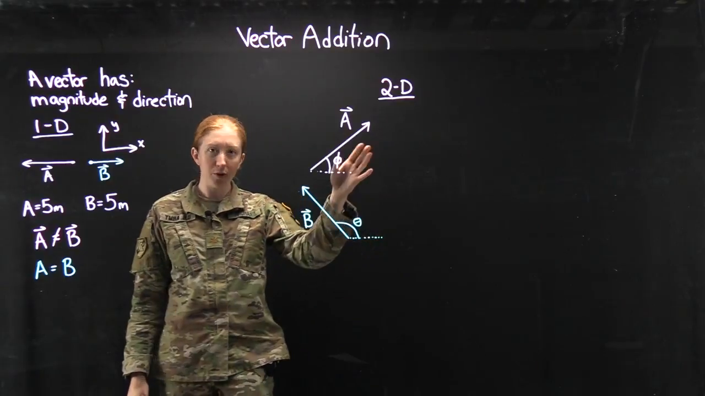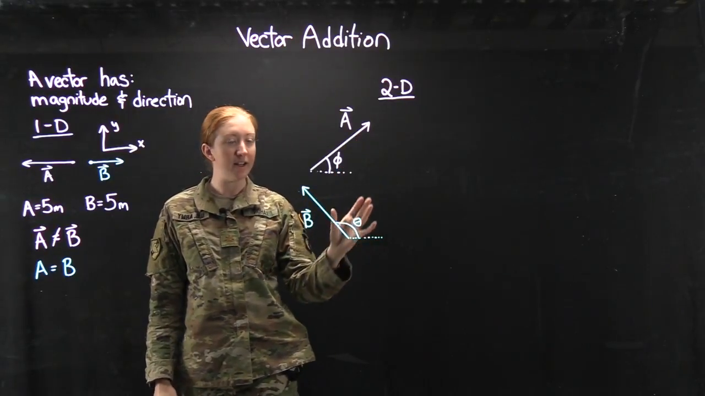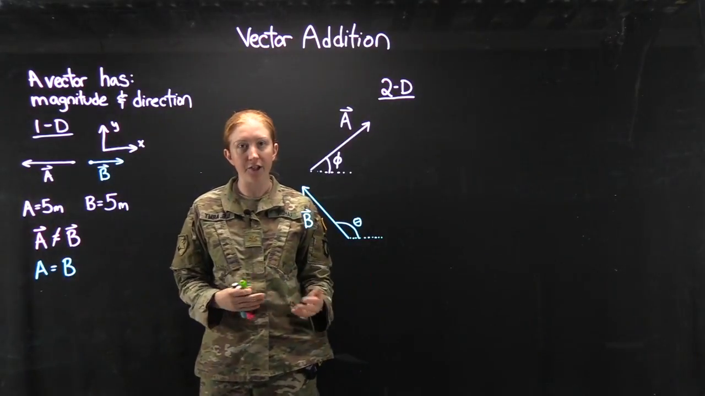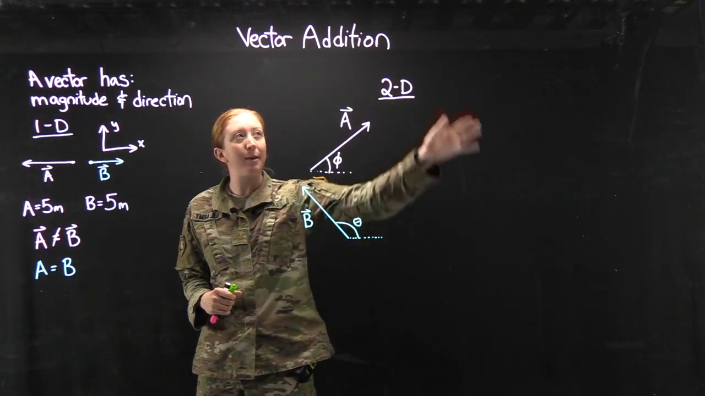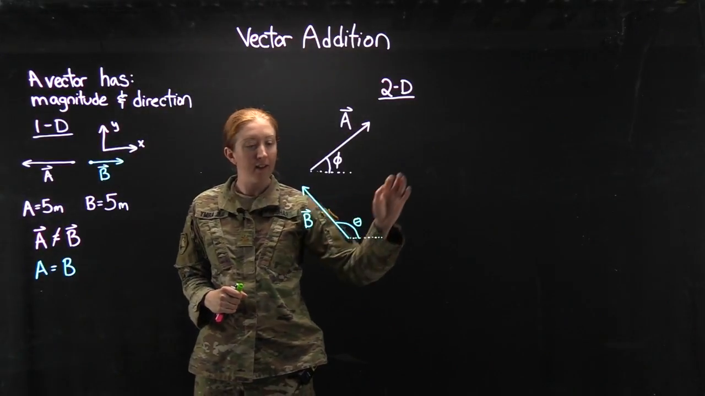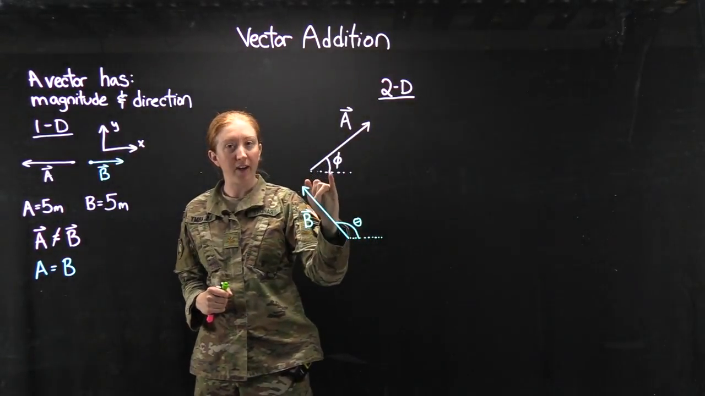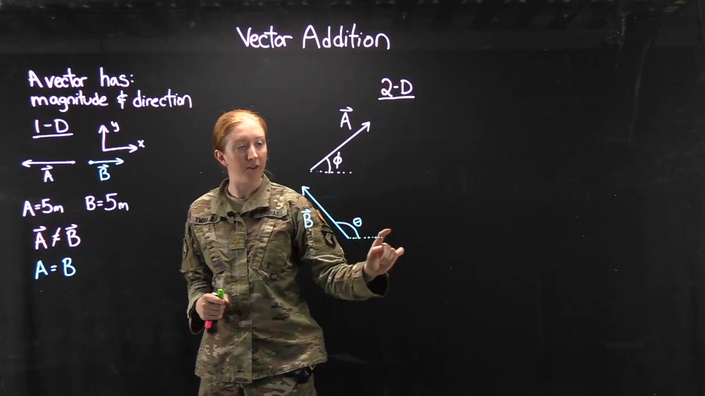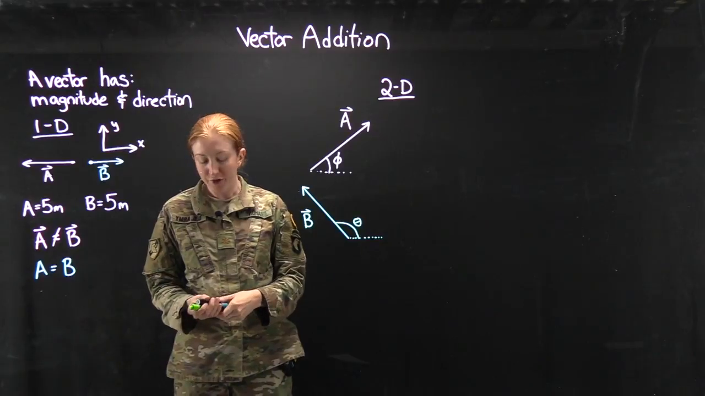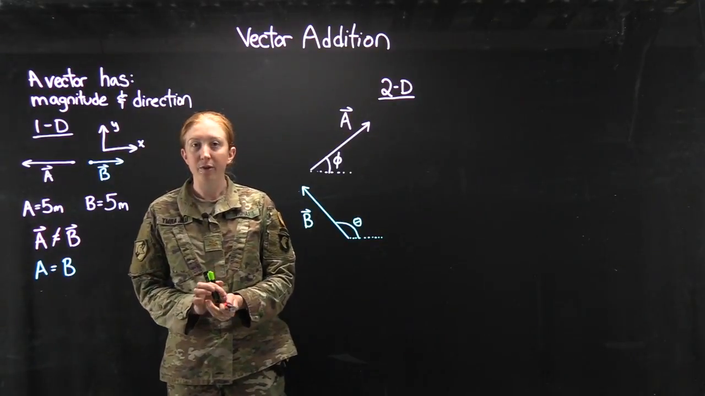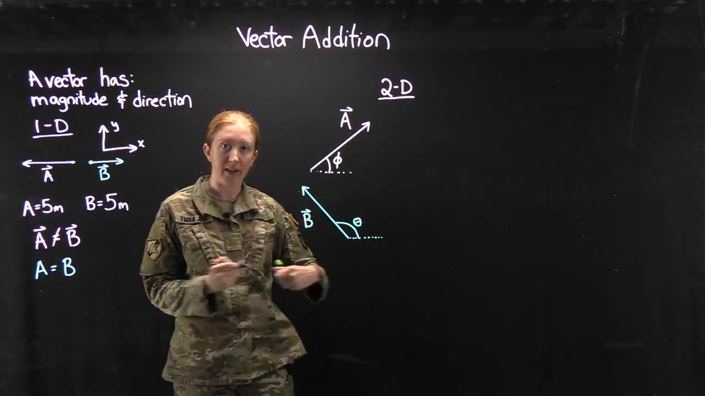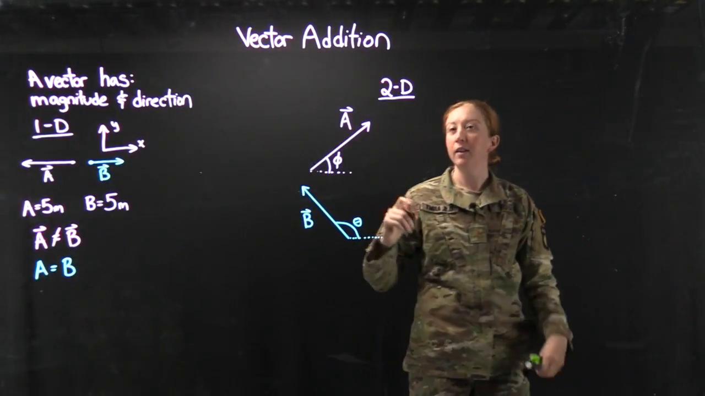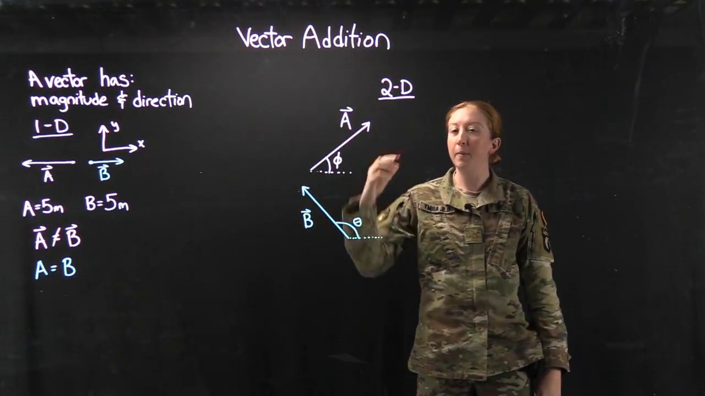So here I have two arbitrarily placed vectors, A and B. They're coplanar. It means that they are in different directions, maybe the same direction, but they're in the same two-dimensional plane. A is some angle phi above the horizontal, and B is some angle theta above the horizontal. Now there's two ways I will teach you how to do a geometric construction for adding vectors two-dimensionally. The first way is the parallelogram rule.